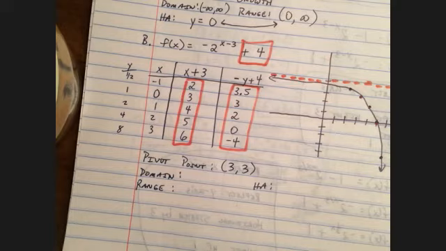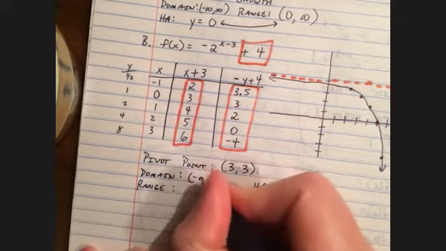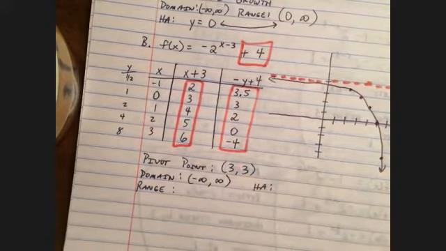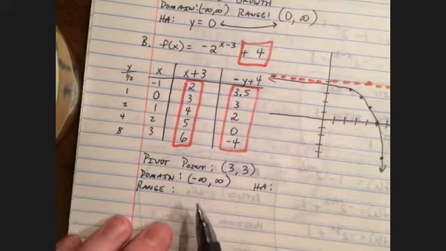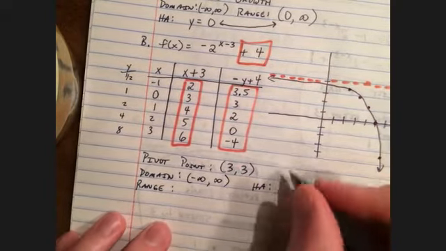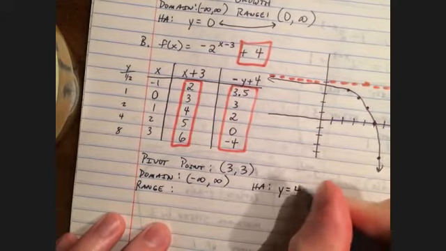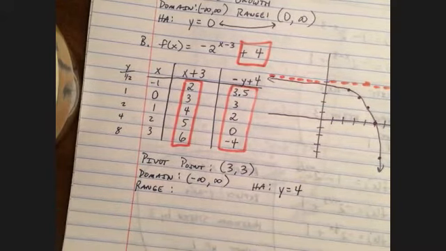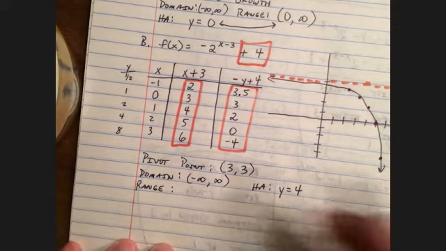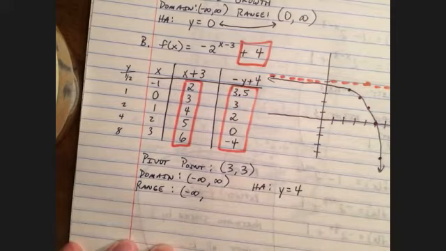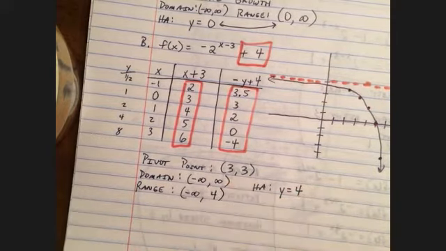Domain, everything. So all our numbers. I'm going to do range. I'll do horizontal asymptote first. So now our horizontal asymptote is y equals 4. It's a horizontal line. And our range, it goes down forever, but doesn't quite get up to 4. So negative infinity to 4, non-inclusive.